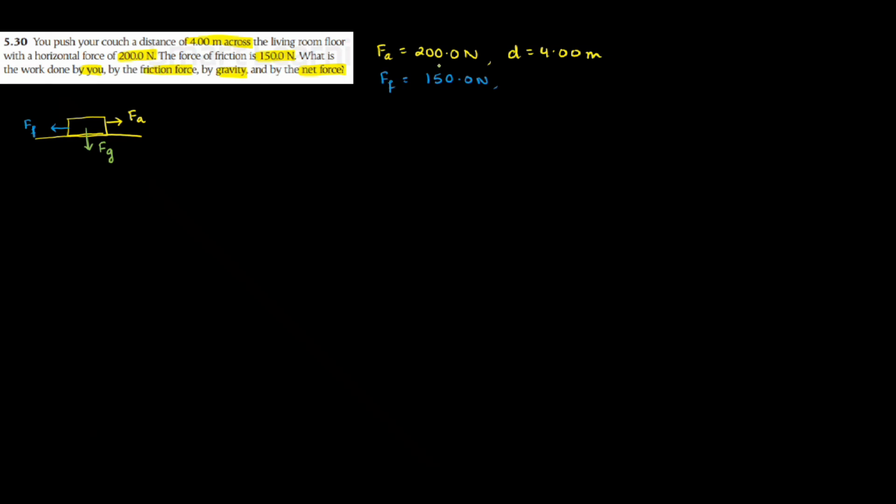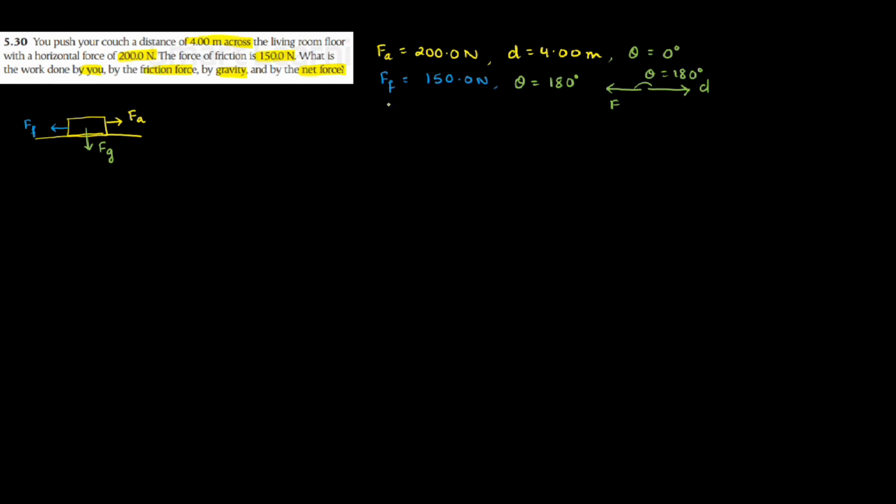Now, since my applied force is in the same direction as the distance, theta over here we will take as 0. Whenever you have force and displacement in the same direction, theta comes out to be 0. Force of friction acts opposite to the displacement, acts opposite to the motion. So my angle theta here will be 180. So when two vectors are pointing opposite to each other, the angle between them is 180.